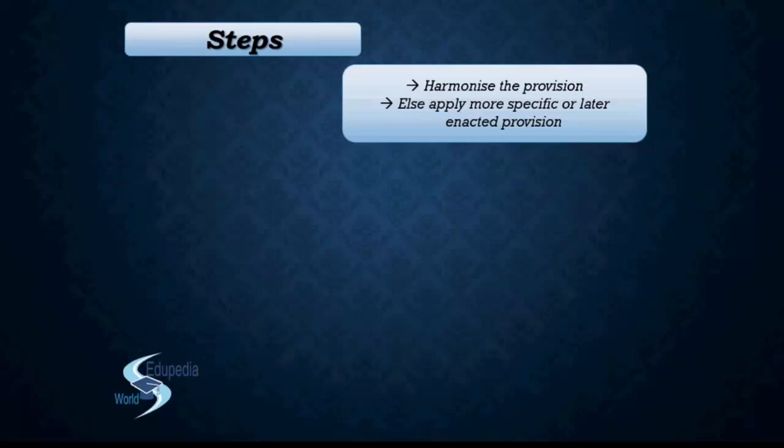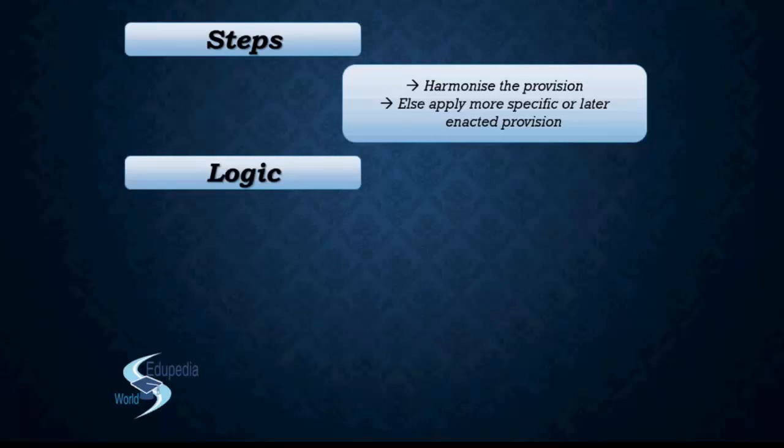Now is the time to discuss the logic. What is the logic behind harmonious construction? Why do we have to go ahead with harmonious construction? If we are dealing with the loan situation and in the loan we have a section, apply it. If we are dealing with the powers of director and we have a conflict over there, then apply the powers of director. Why do we need to harmonize? You need to. You definitely need to.